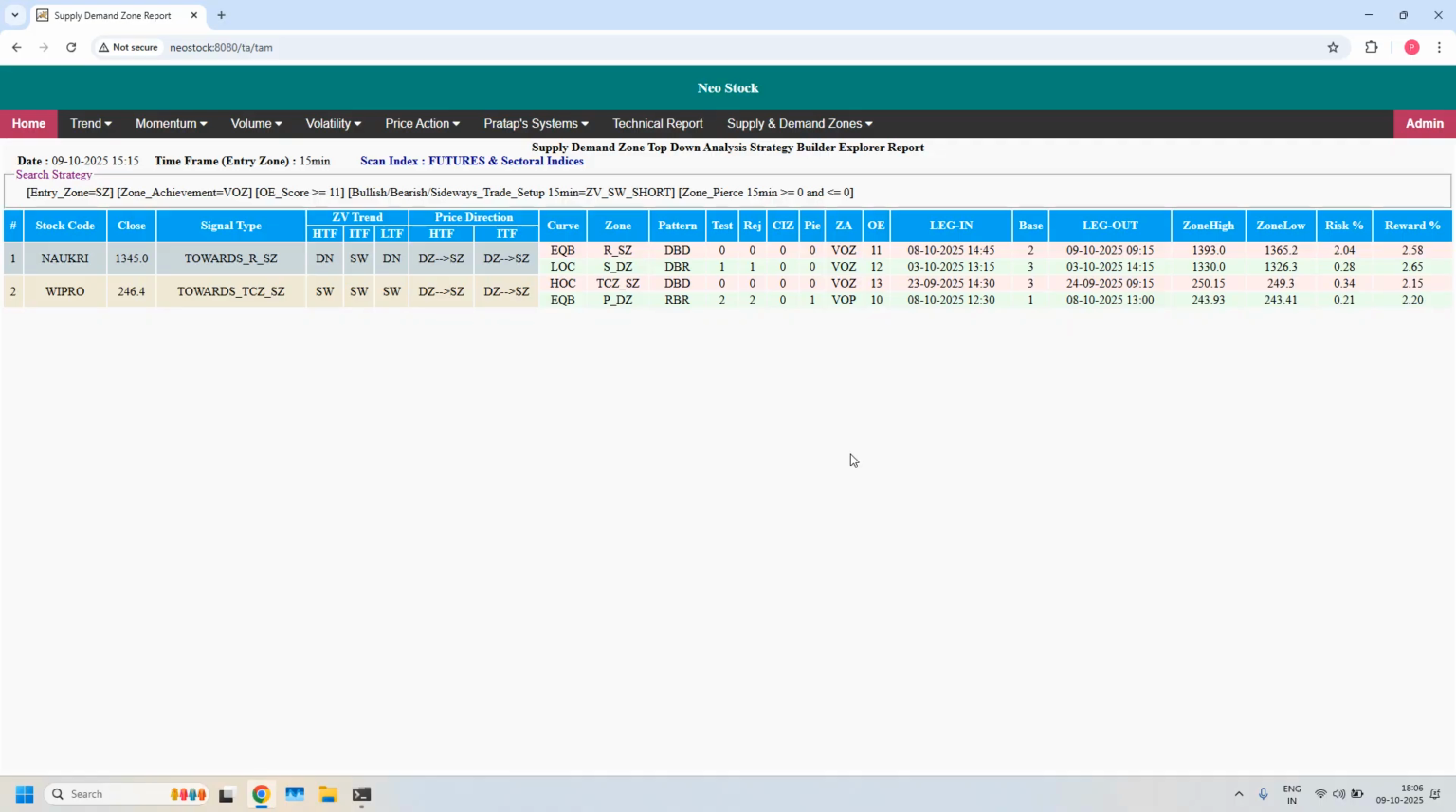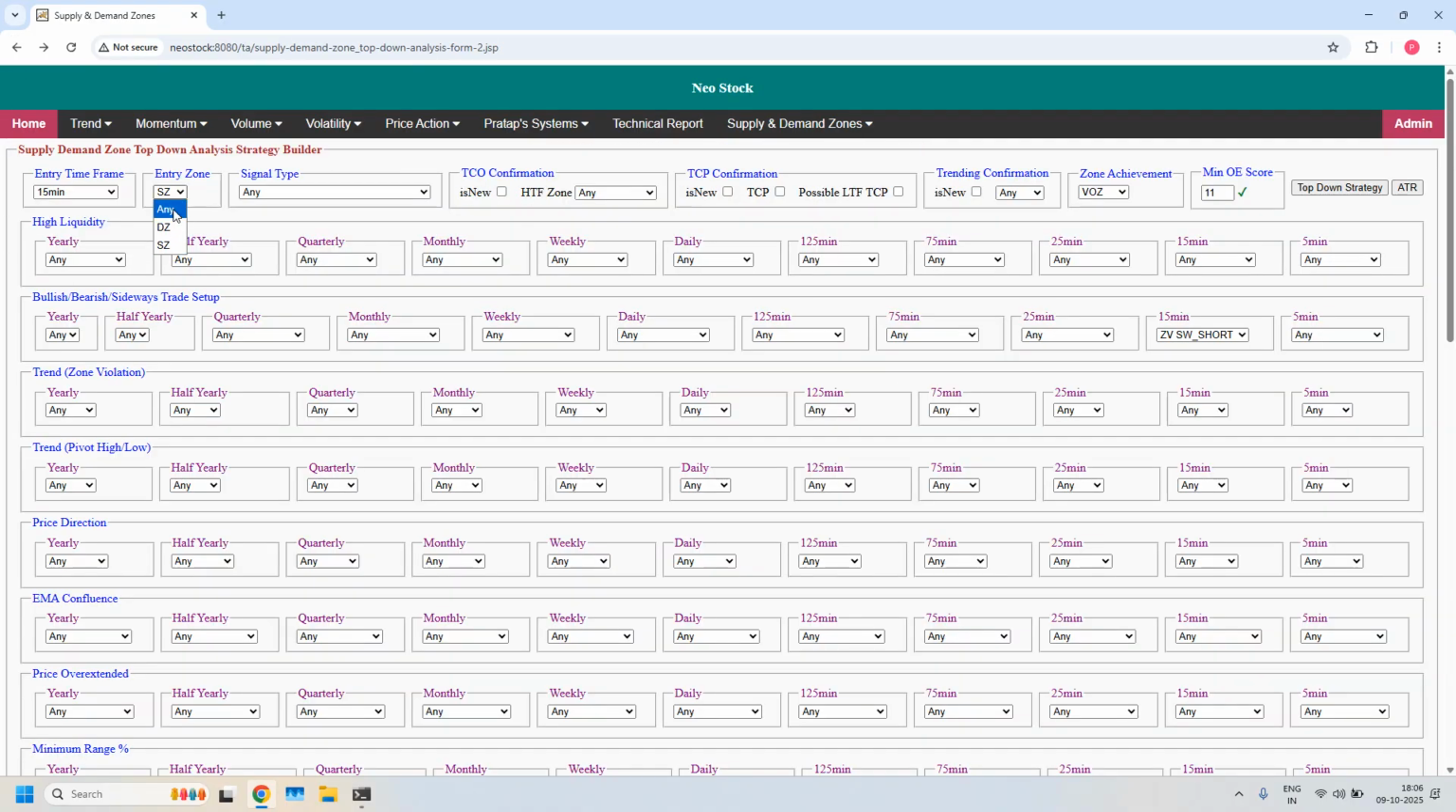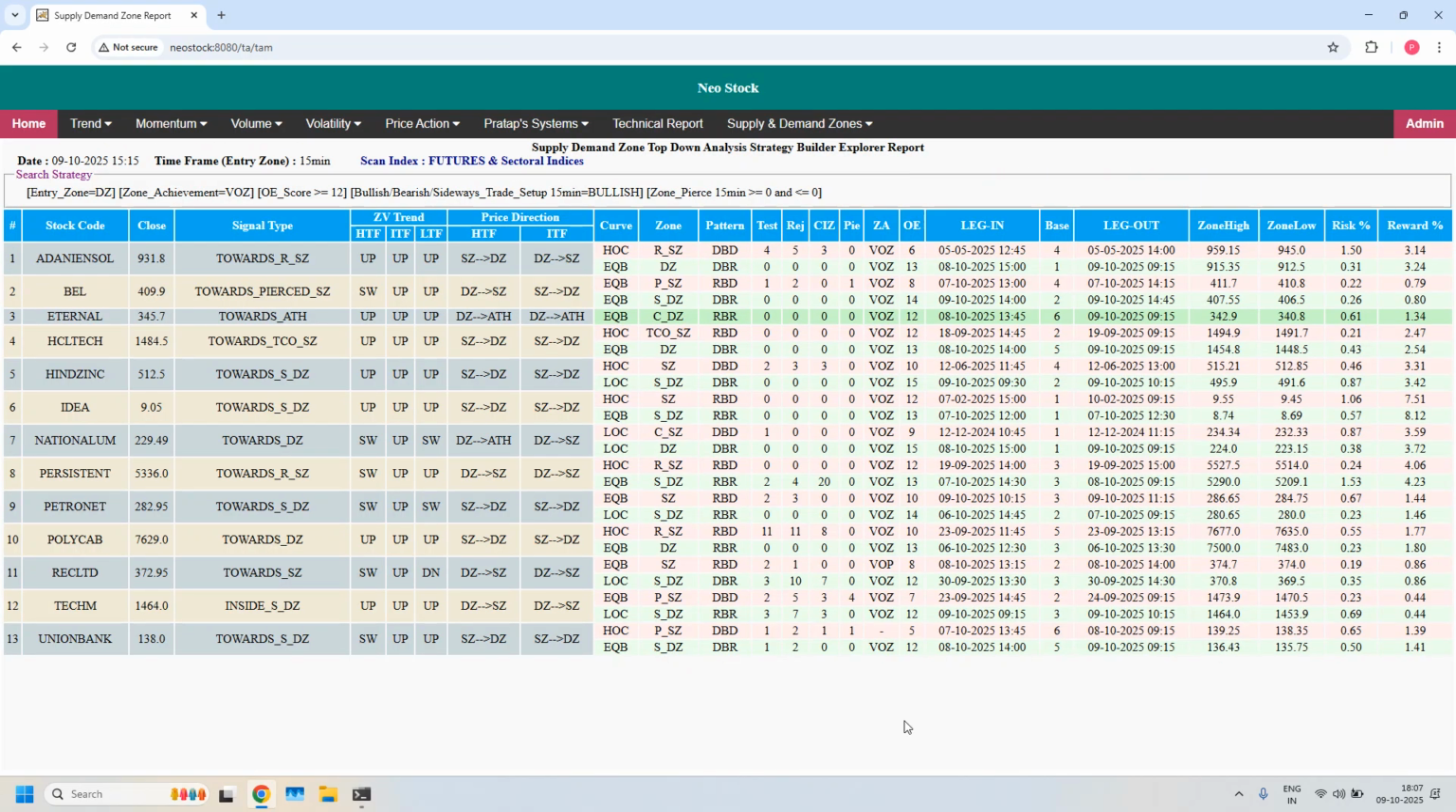Okay, next bullish trade setup for daily income trade. Changes are 15 minutes demand zone. Here bullish and minimum order enhances score should be 12. Let's filter. We got 13 stocks. And out of these 13, all the demand zones are 15 minutes demand zones. So out of these 13, 15 minutes demand zones, how many are having more high probability to get success? Based on two different zone confluence strategies that we learned in lesson 27.